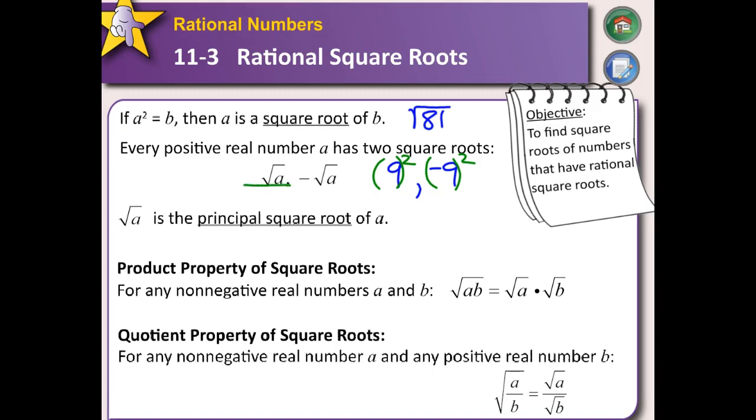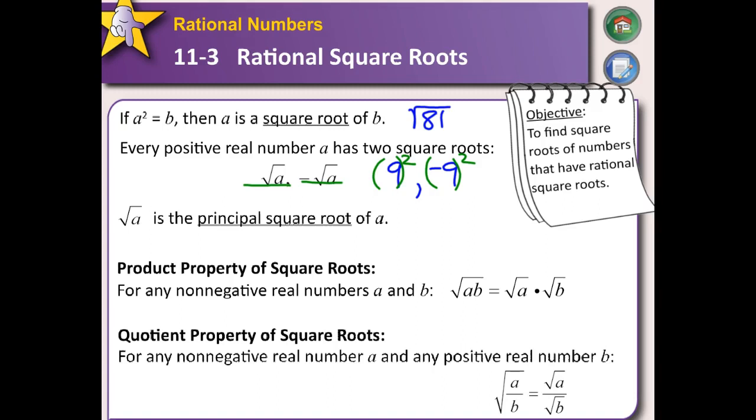Now the idea here is the positive answer, usually it's this one, okay? They don't put anything in front of it, it's just understood that it's the positive root. It's the principal root of a. And then when they want the negative root, if you notice, they put a negative sign. Now we're going to use this together with our product property of square roots to help us with these rational square roots. Now, we've got the product property of square roots.